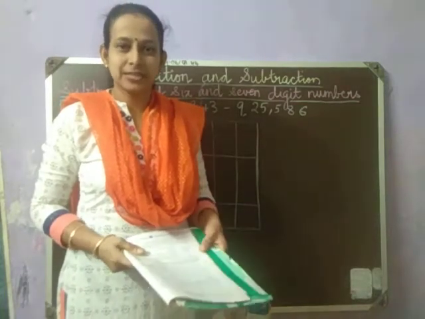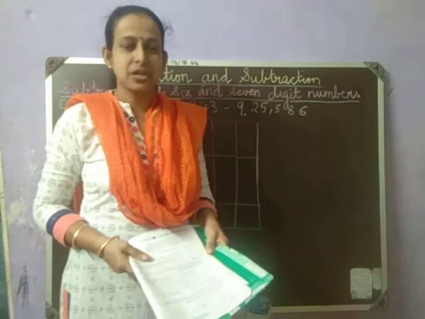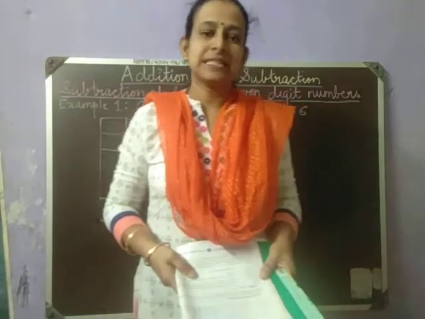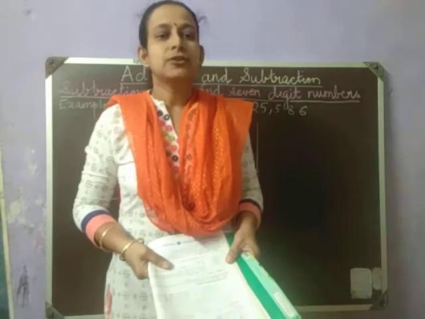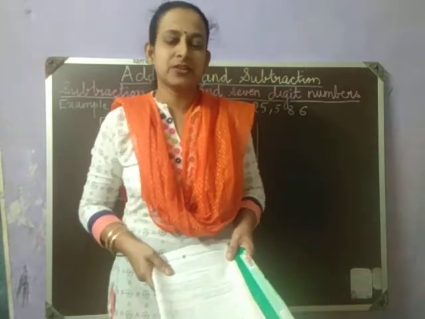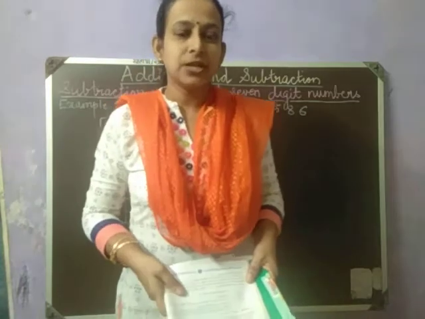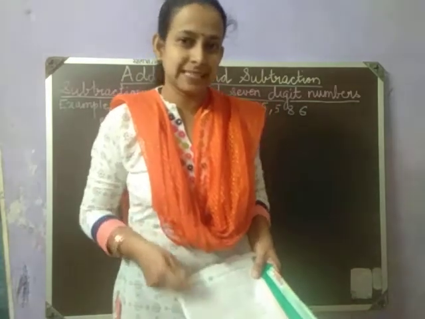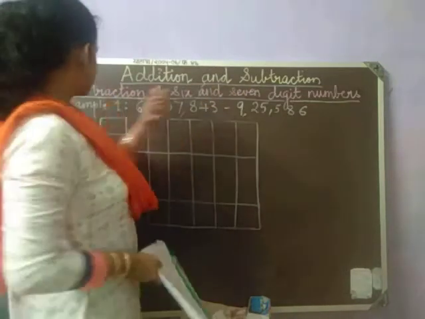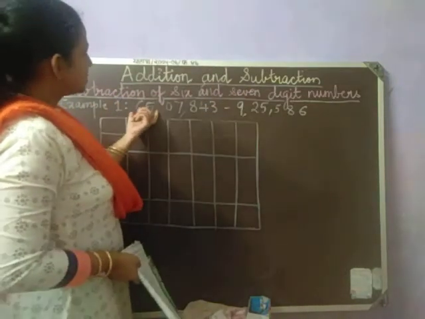We have already started with the lesson addition and subtraction, and we have already finished with addition of 6 and 7 digit numbers, right? So today we are going to focus on how we can do subtraction of 6 and 7 digit numbers. So for that, let us begin with one example. Fine. So here, subtraction of 6 and 7 digit numbers. Example 1.